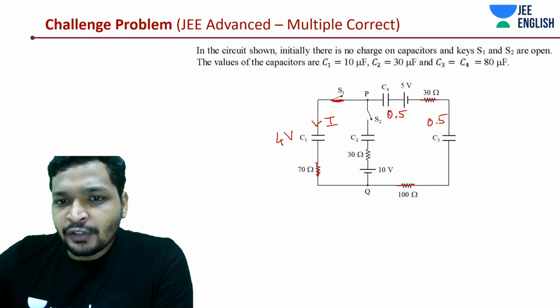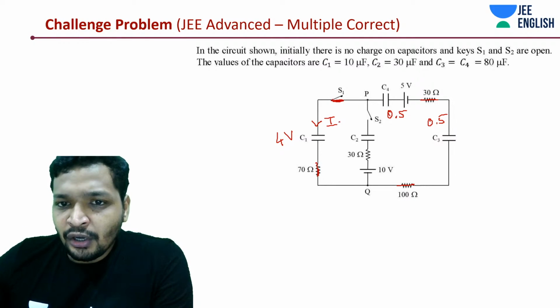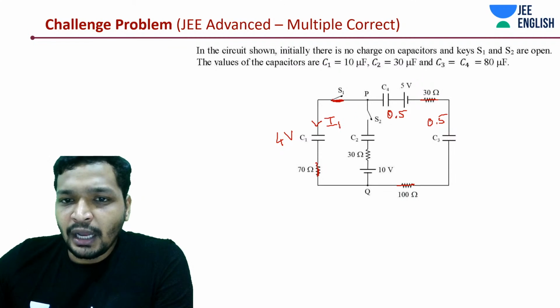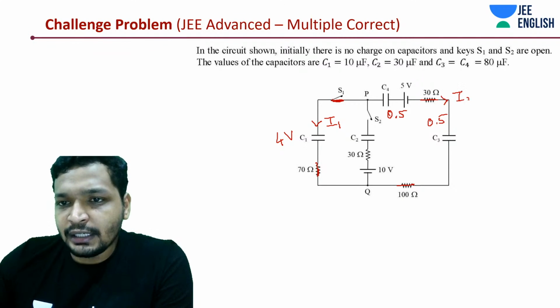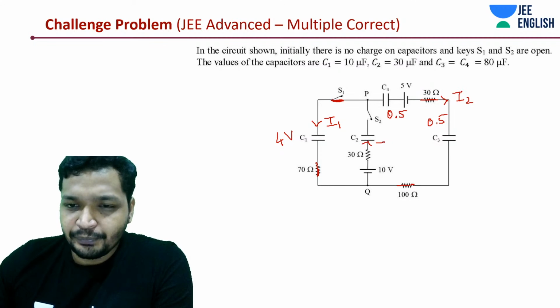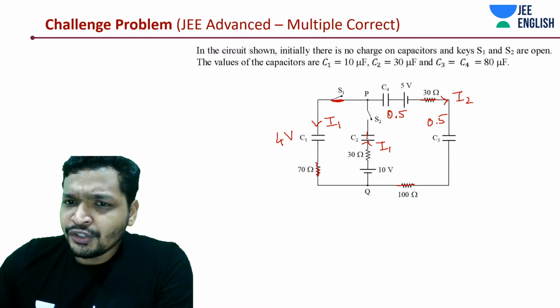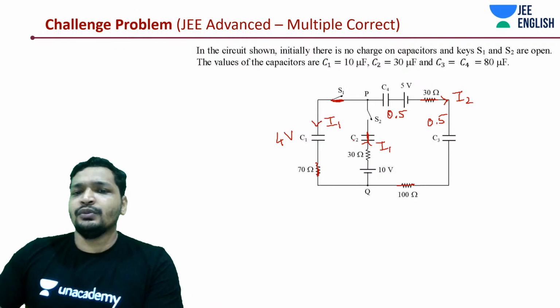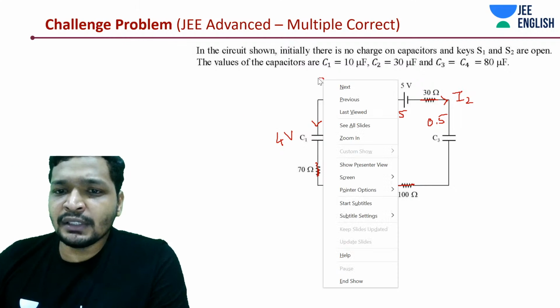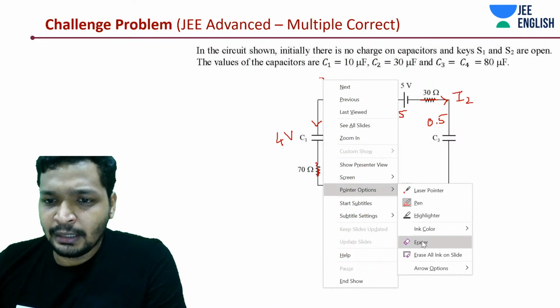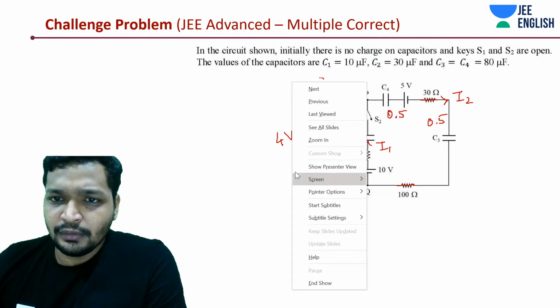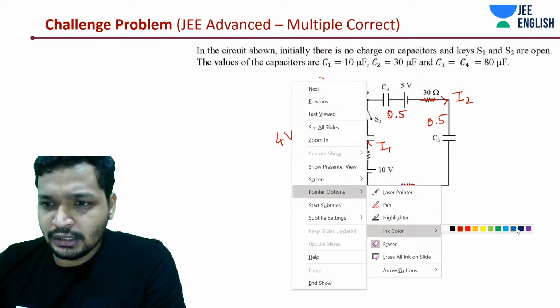Basically, we need to apply, first of all, you understood it's going to be junction law. If I call this I1, I am going to call this I2 and this I. This would act like a short circuit, so you're not worried about capacitor 2 at all. I believe this is clear, guys. Let me do a thing for you. So let's close this.